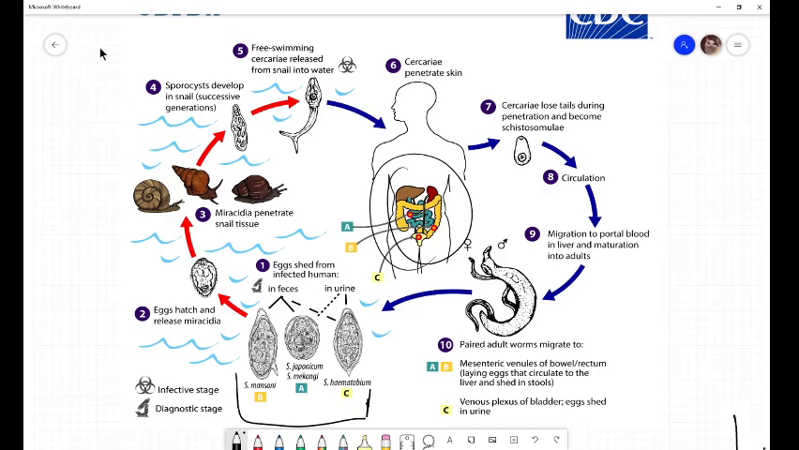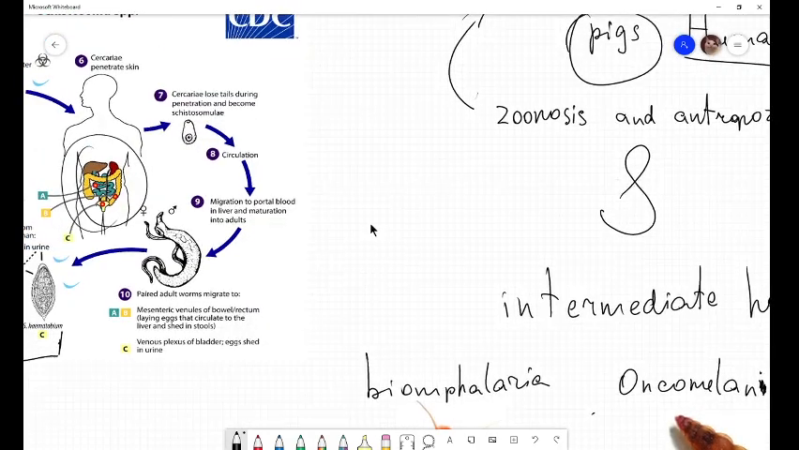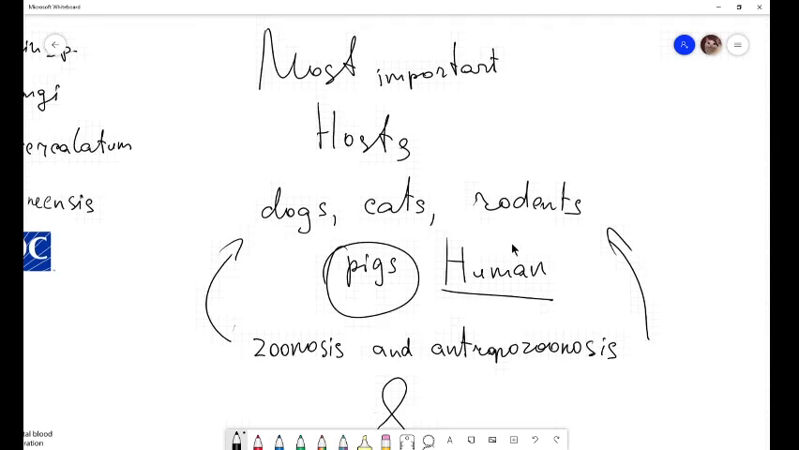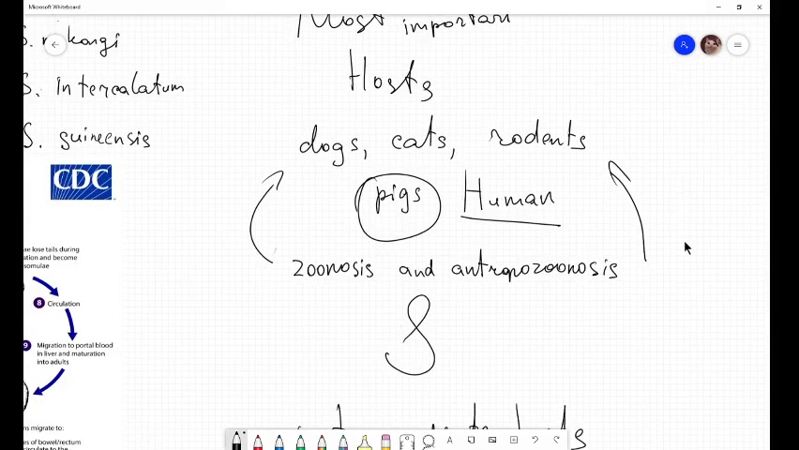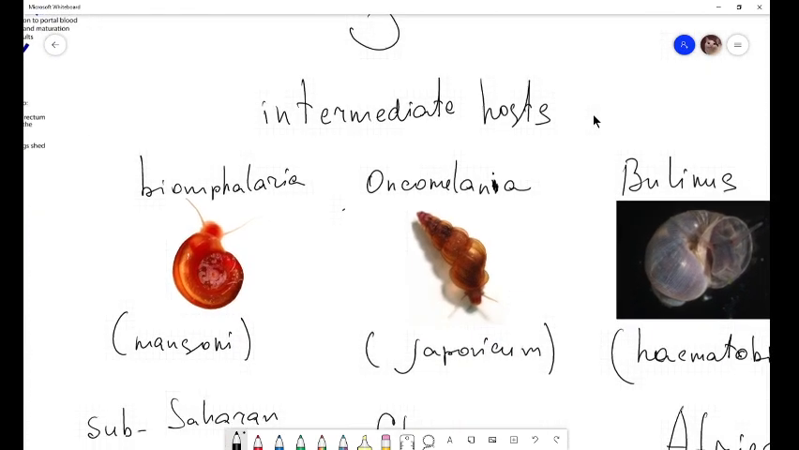Okay, what's the next? We must talk about hosts. The life cycle of these worms is with change. These worms change their hosts, and the most important hosts are dogs, cats, rodents, pigs, and humans. And these worms cause zoonosis and anthropozoonosis diseases. And there are intermediate hosts, and these three most important worms have specific intermediate hosts.